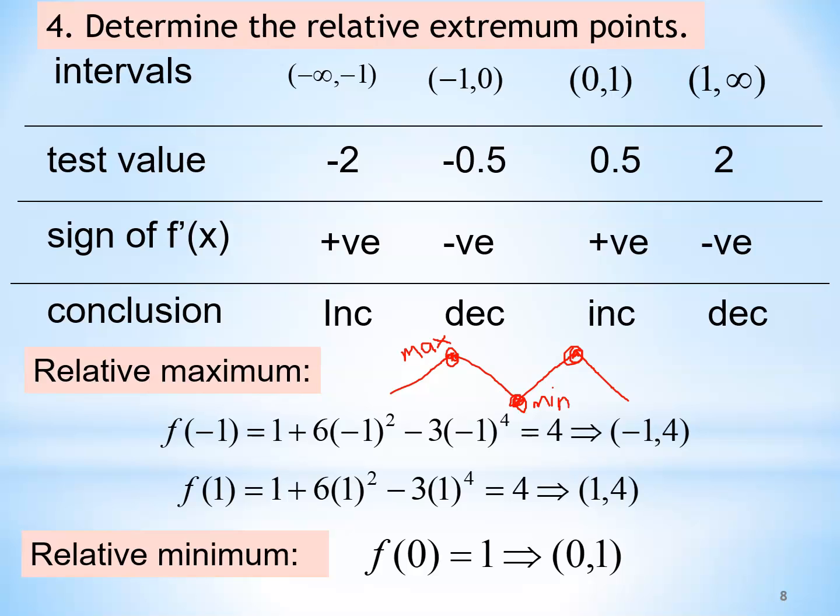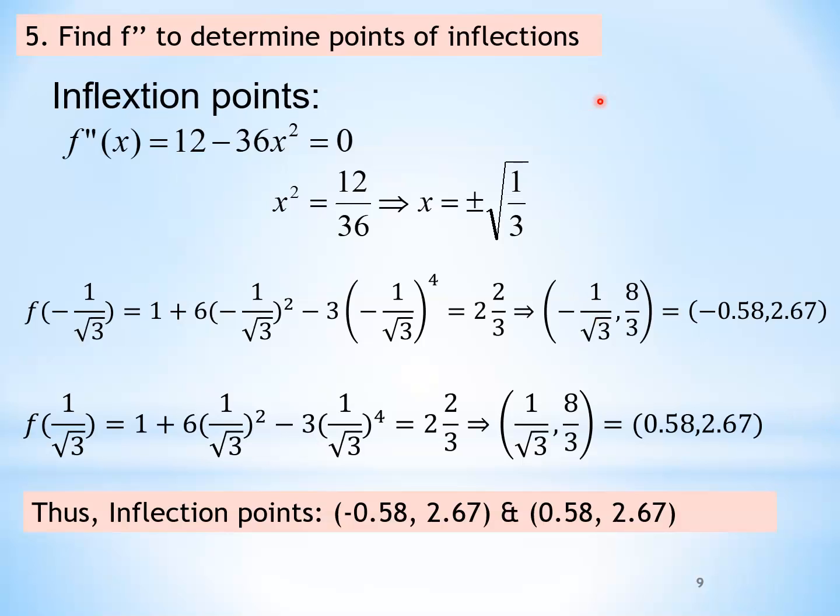Okay, then from this you can guess where your maximum and where your minimum are. So in here there are two maximums. One is this, one is this, and only one minimum, which is this, 0 to 1. Okay, the next step is to find the second derivative to find your inflection point. Of course, for the inflection point, you find the second derivative and then equate it to 0.